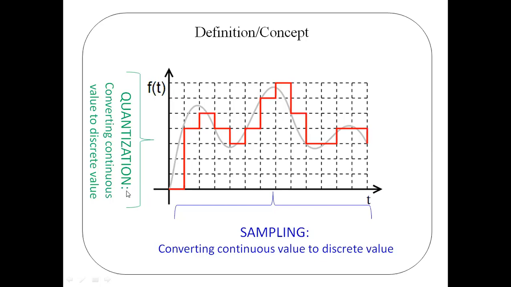For example, let's say we sample at this particular point and the value is, for instance, 10.5. Quantization is a process whereby the value of 10.5 shall now be changed to 11. So we are now changing it to a discrete value. These are the processes that will take place when you want to convert from a continuous value to a discrete value. It involves sampling and also quantization.